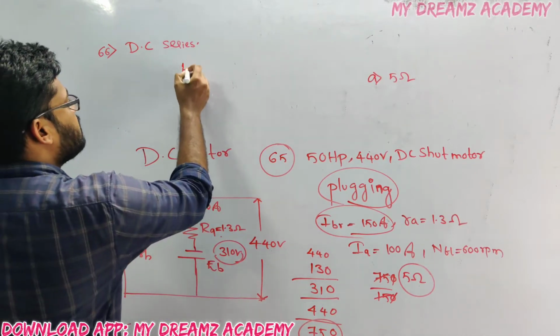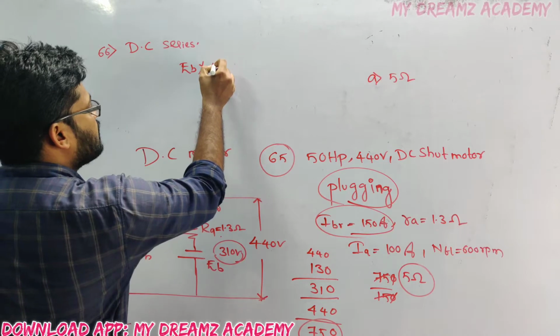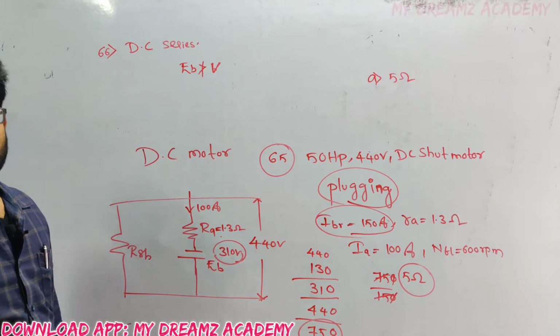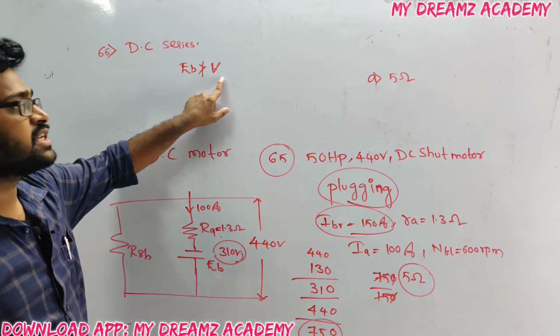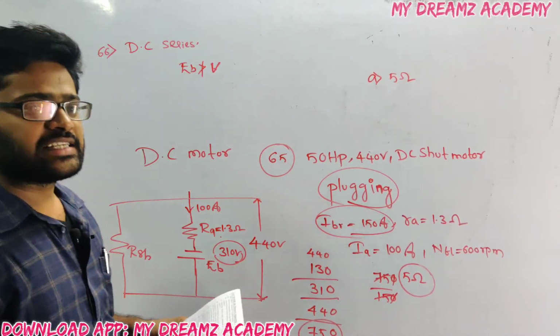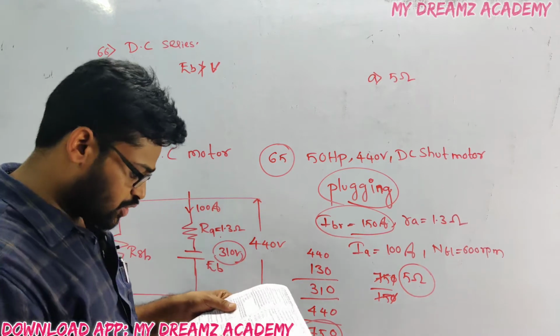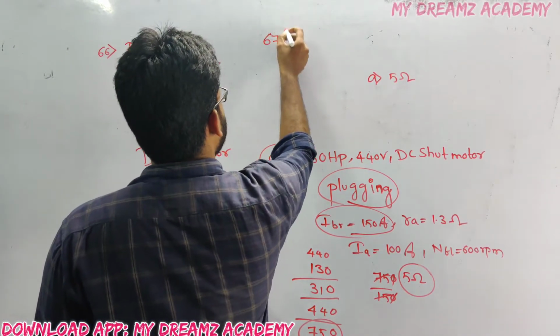The back EMF is never greater than the terminal voltage. Regenerative braking happens only when the back EMF is greater than the terminal voltage. This is not possible in a DC series motor. So in the DC series motor, regenerative braking is not possible. Next question, that is the 67th question.